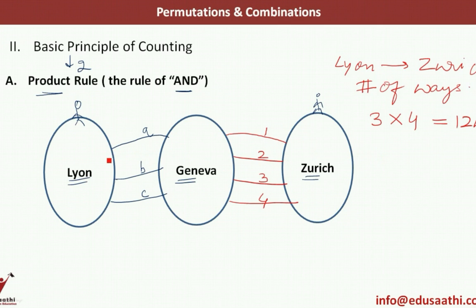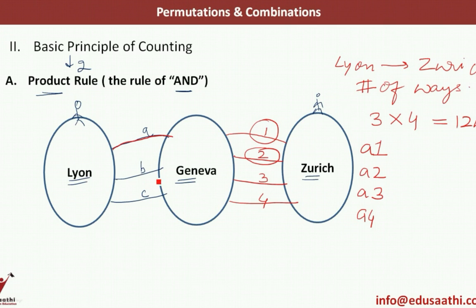I can go from Lyon to Geneva either through route A, and then I can go from Geneva to Zurich through the first route here, 1. So one route is A1. Or I can take the same route here A, but here I can take the route number 2. So I'll have A2. Or I can take A here and the third route here. Or I can go through A3 and similarly A4.